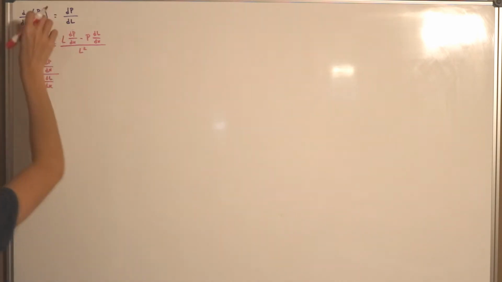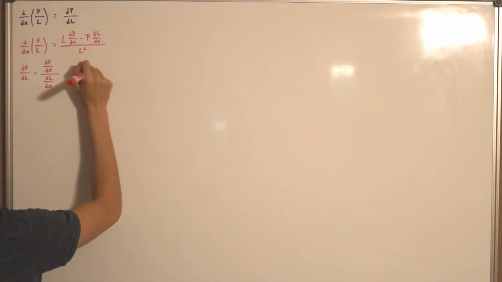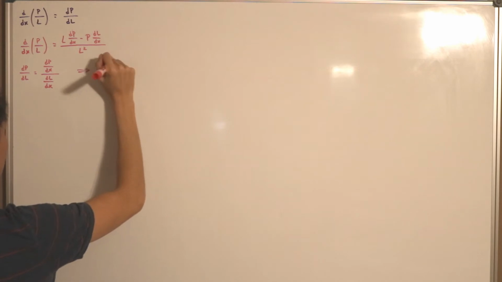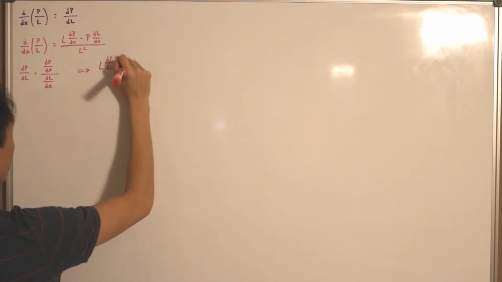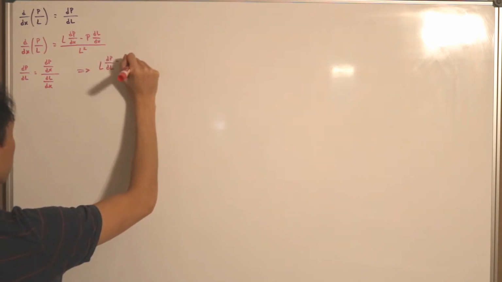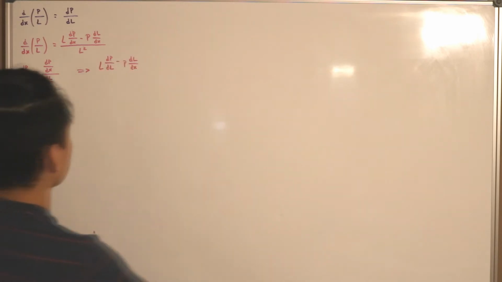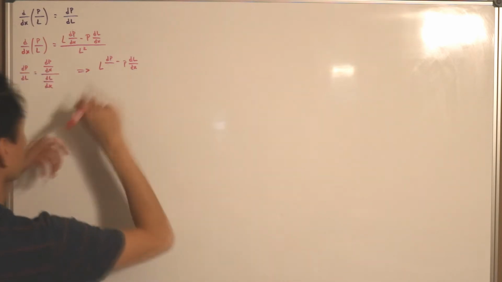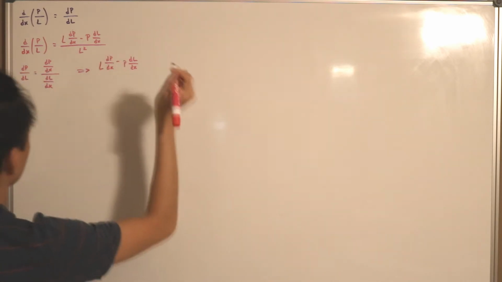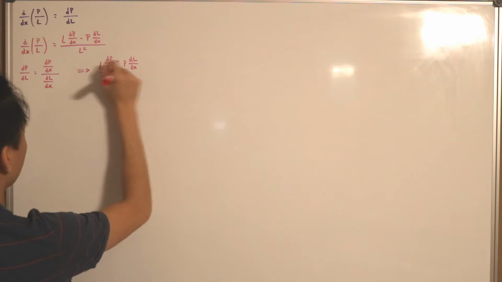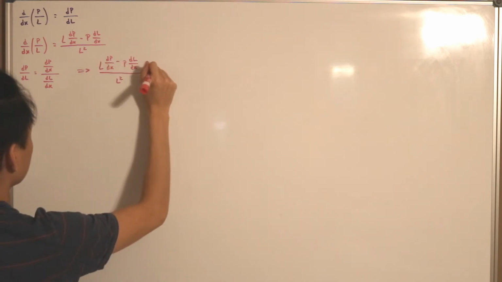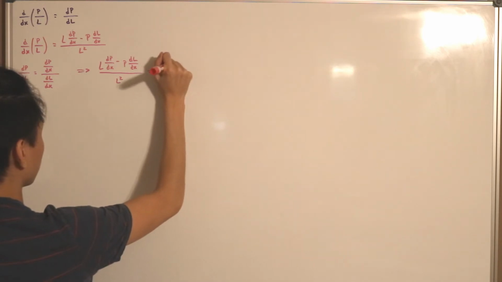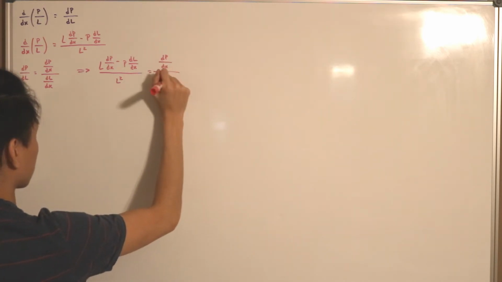Okay, so now we have these two rewritten, and we can substitute them into our given equation. That means we have the following: L dP/dx minus P dL/dx, and then divided by L squared, set equal to dP/dx divided by dL/dx.